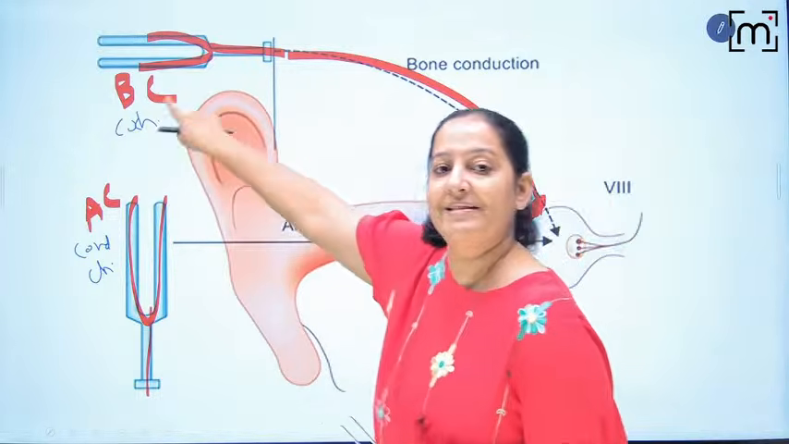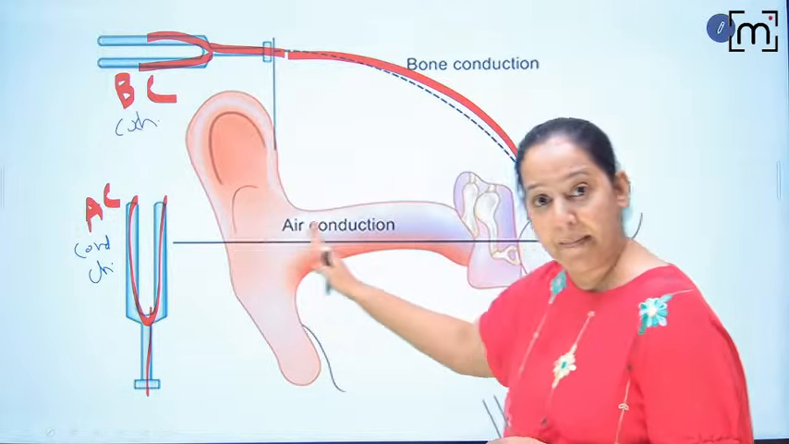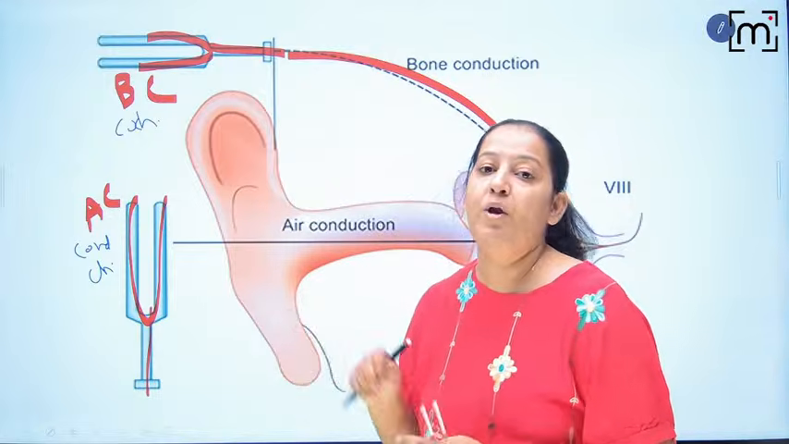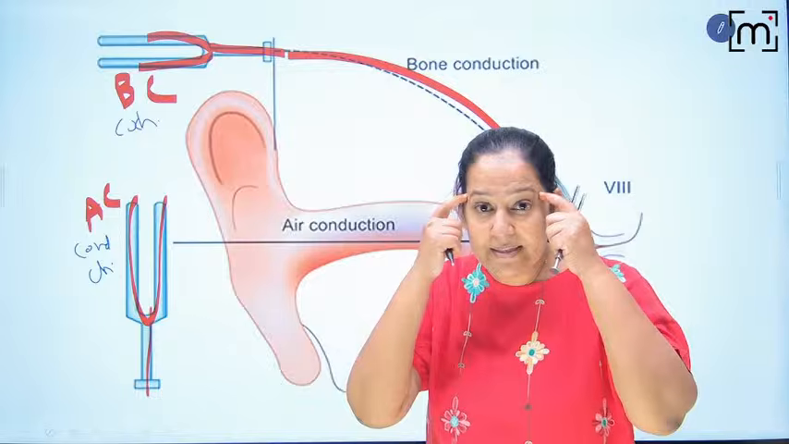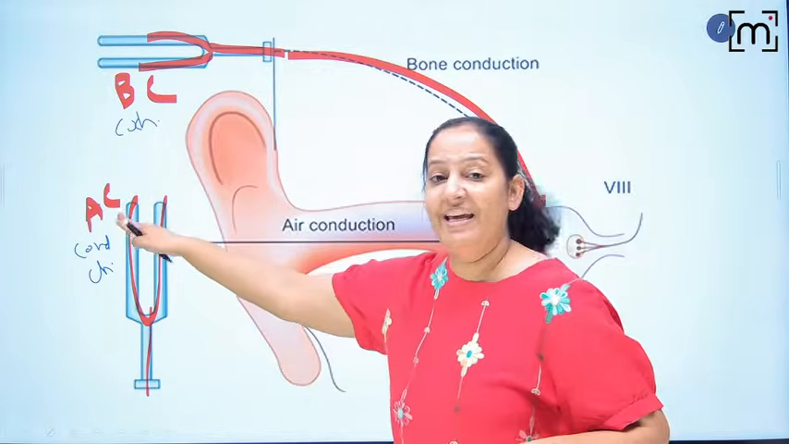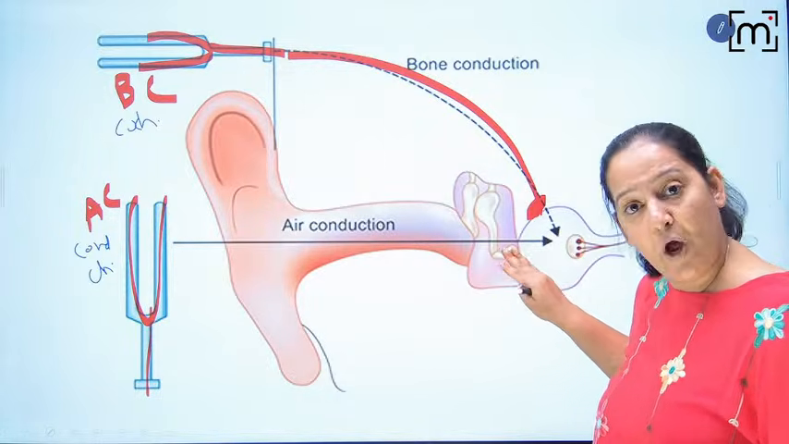But in BC, sound waves directly go to the cochlea. So BC is bypassing this complete system. So you're telling me, common sense, which should be longer? AC should be longer or BC should be longer for long duration? Common sense. Obviously AC, because AC has a big pathway. It will be longer in duration, and it will be intense, louder heard.